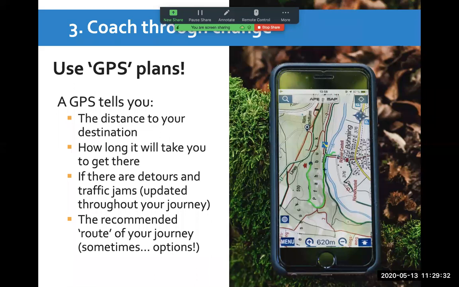But it tells us how long it will take us to get somewhere, the mileage to the destination, the actual distance to the destination, how long it will take us to get there, whether there are any detours and traffic jams, which in the best systems is updated as we proceed, and then options, the various routes that we can take to get to that destination. So the concept of GPS is really helpful when you're trying to plan a program or activity.